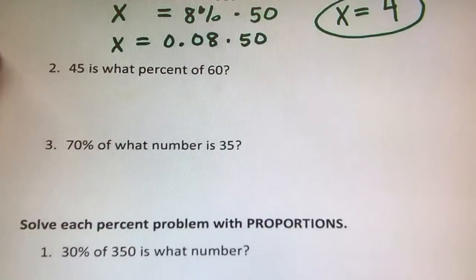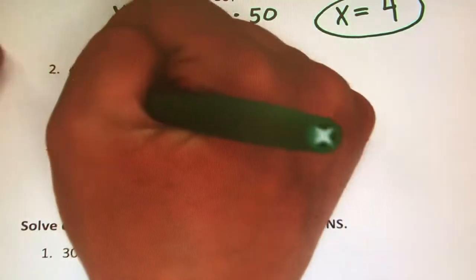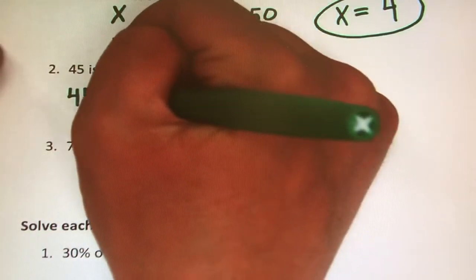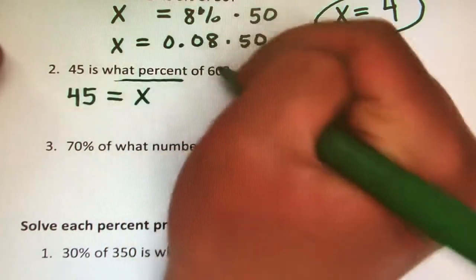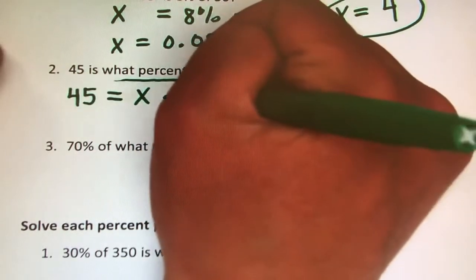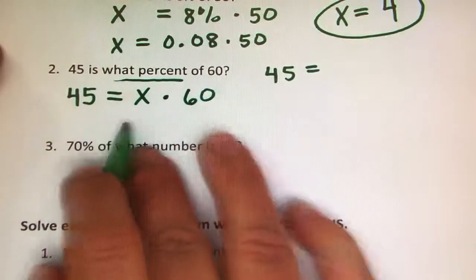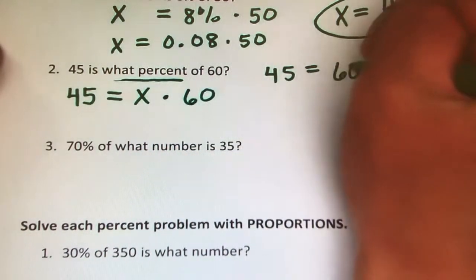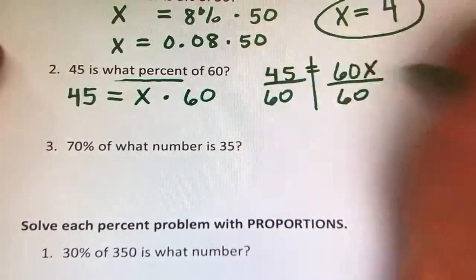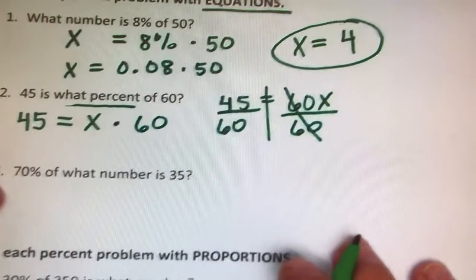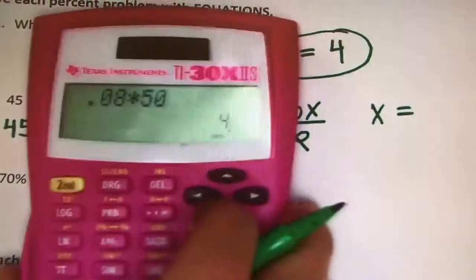On the next one, 45 is what percent of 60? So I just take it piece by piece. They gave me 45. The word is translates to equals. What percent? I don't know, so I put an x. Of is multiplication, and then the 60 is like that. So another way to write this is 45 equals, instead of x times 60, we can write it as 60 times x. To get x by itself, divide both sides by 60. So I'm left with 45 divided by 60. Type that in your calculator.